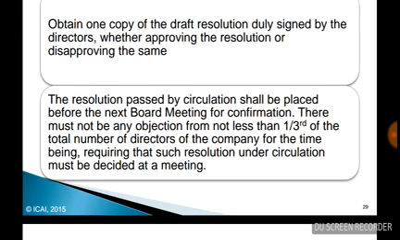So this is about resolutions, and we discussed it through the slides. The resolutions passed at board meetings are compulsorily made only at board meetings for filling the casual vacancy. We can discuss this casual vacancy later, but a resolution in relation to filling the casual vacancy can't be passed through circulation.